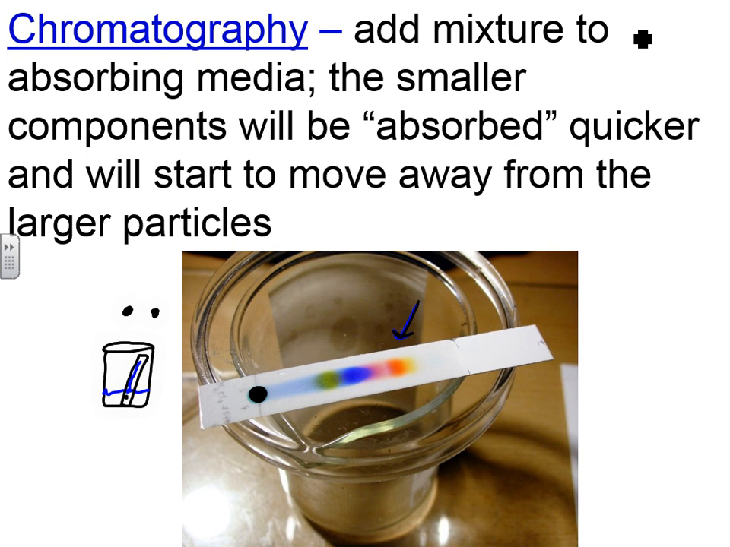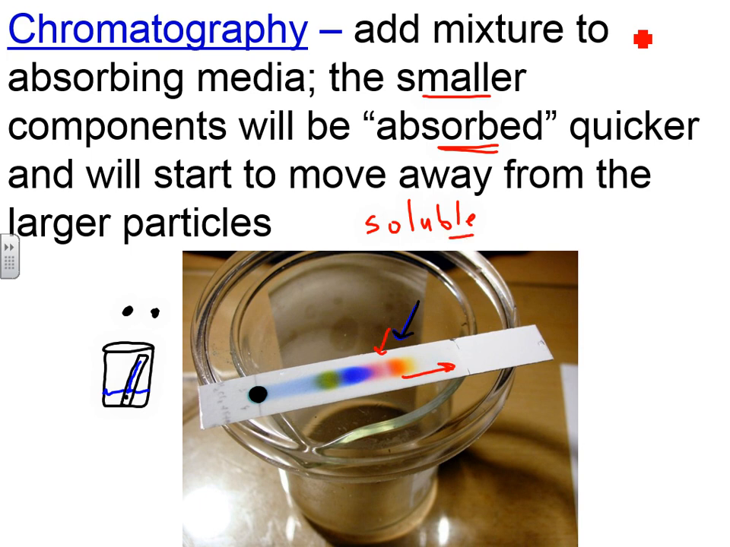And we'll show you an example of this in the lab, but here it says that the smaller components will actually be absorbed quicker and will start to move away from the larger particles, but it also has a lot to do with solubility. The substances that are more soluble in the ink will actually move farther up. And so there's a few things going on. Solubility usually is what makes this happen.